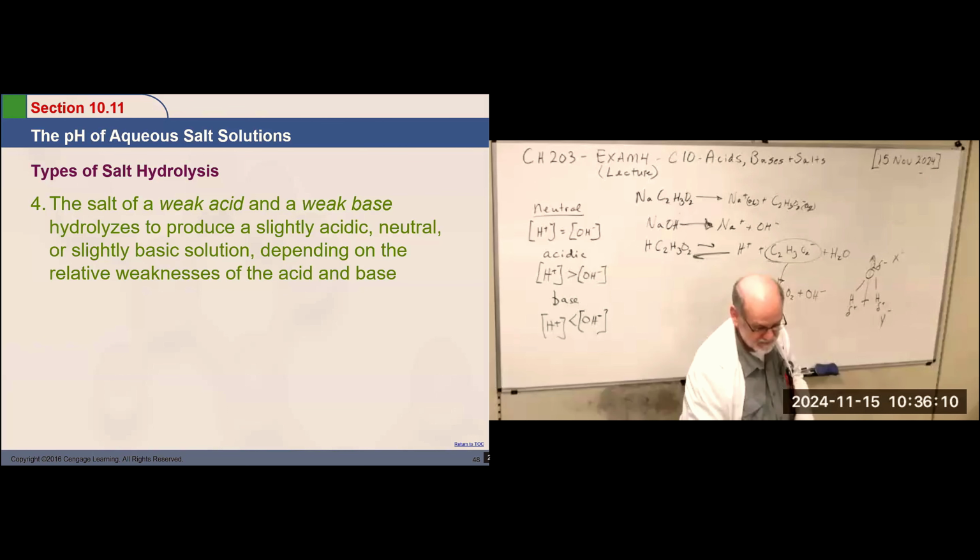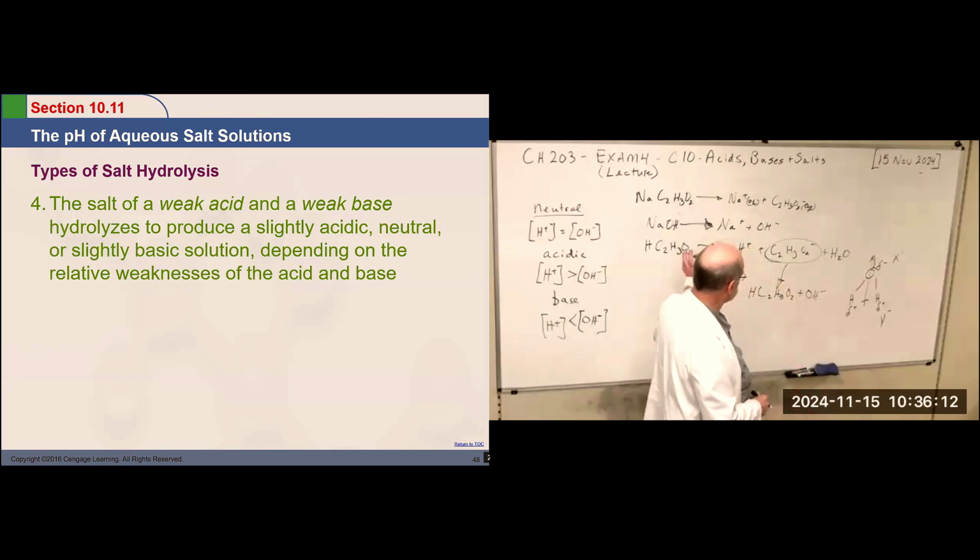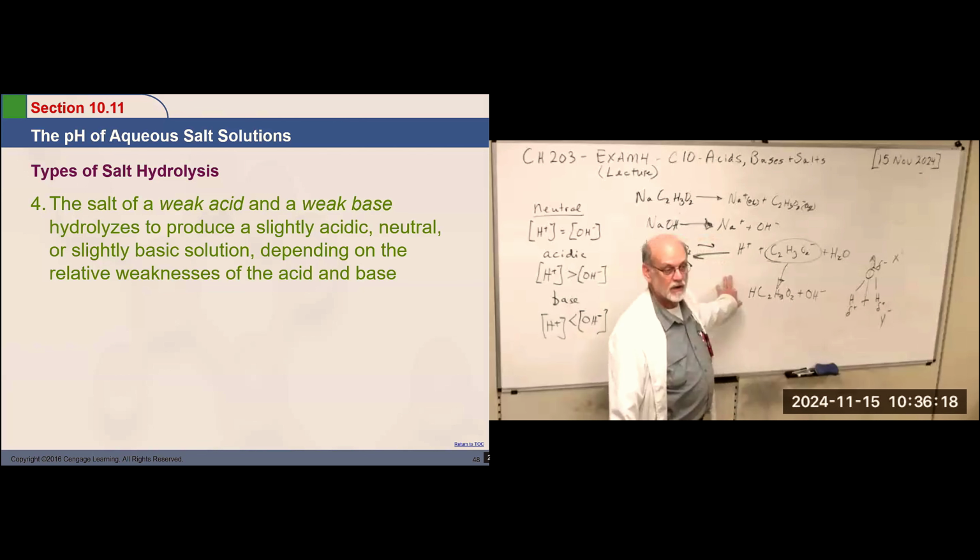All right, that's the chemical definition, the explanation for the rule of thumb.